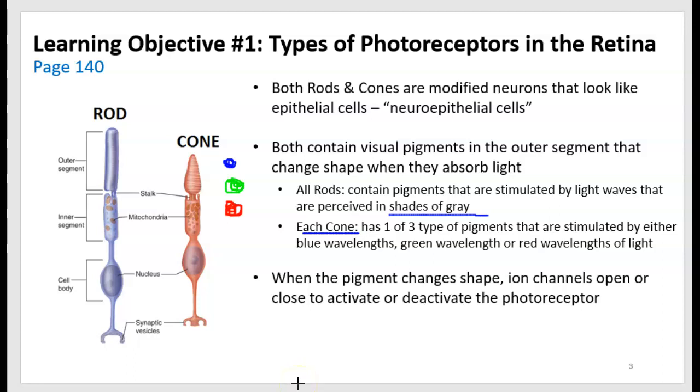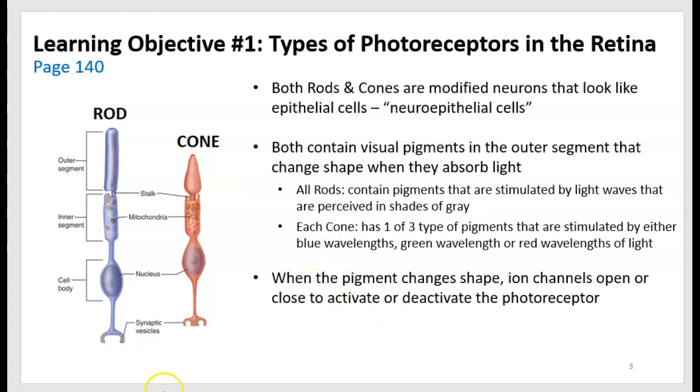Now, a combination of those 3 types might be stimulated by any light source. So you might get a mixture. We don't see things just blue, just green, just red. Of course, we see purple, we see yellow, we see orange, and that just reflects the different cones that are stimulated by the light source.